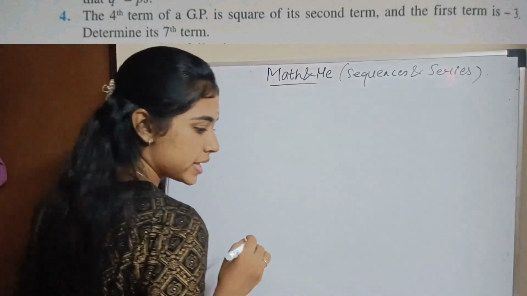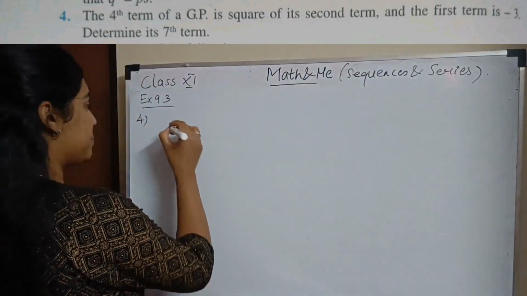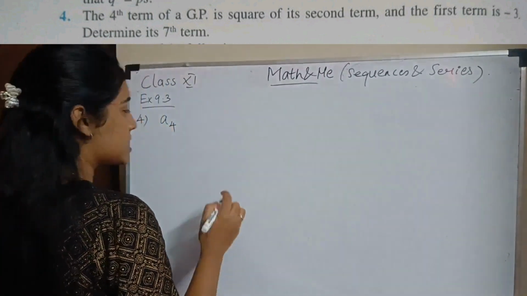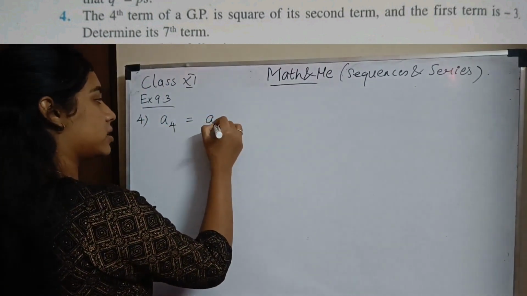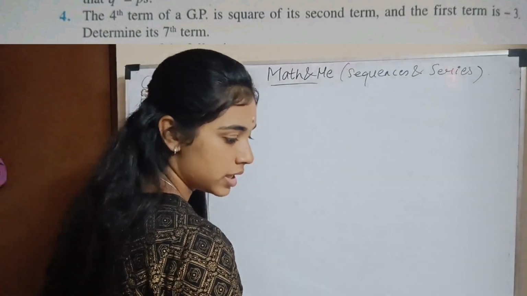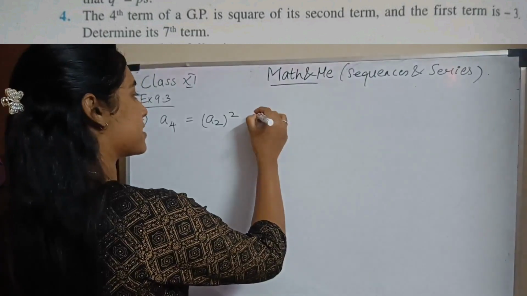Question number 4. The fourth term of a GP, A4, is the square of its second term. So the second term squared. The fourth term is the square of the second term. And the first term is minus 3.